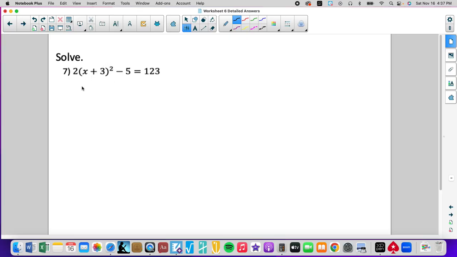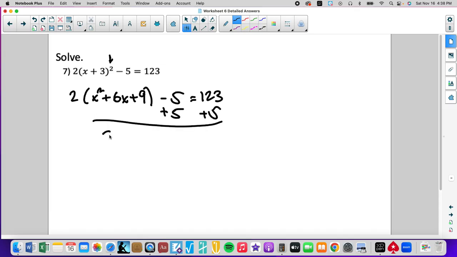Let's simplify. You cannot distribute the 2. You're going to have to do this exponent first. So that is 2 times x plus 3, squared, minus 5 is equal to 123. We don't have to distribute. Let's add the 5. That's how a high school student would do this problem.